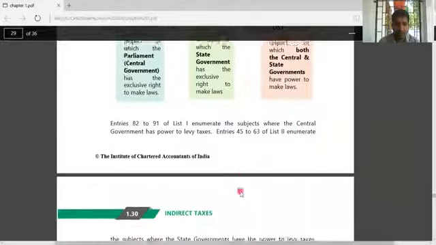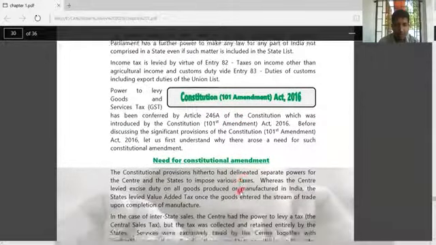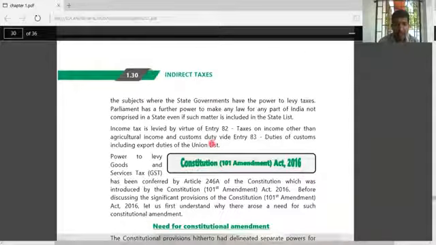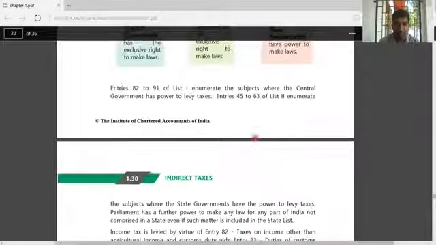Income tax is levied by virtue of entry number 82 and customs is entry number 83.